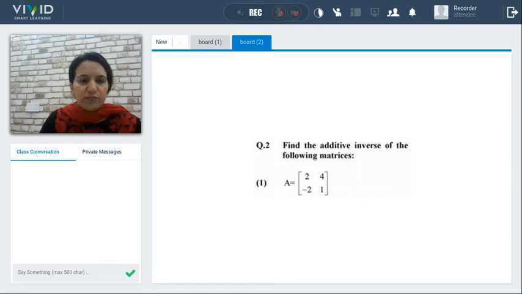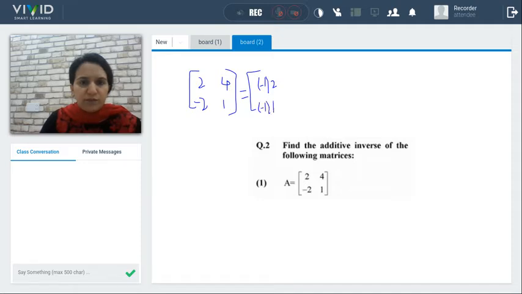matrices. What we are going to do is, first, just copy the matrix: 2, -2, 4, and 1. This is the matrix of which we have to find the additive inverse. So what we are going to do is we just have to multiply it with -1, or we can change the signs. To find the additive inverse, we can multiply every element by -1.